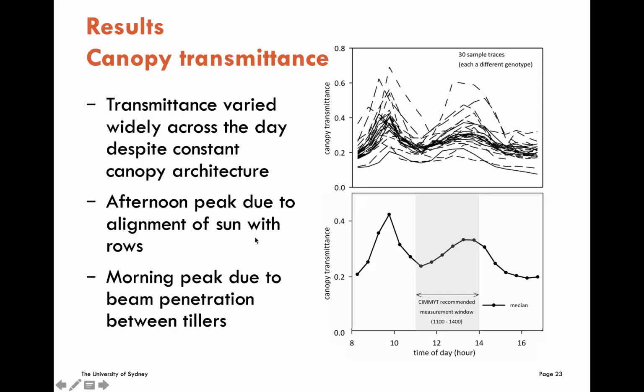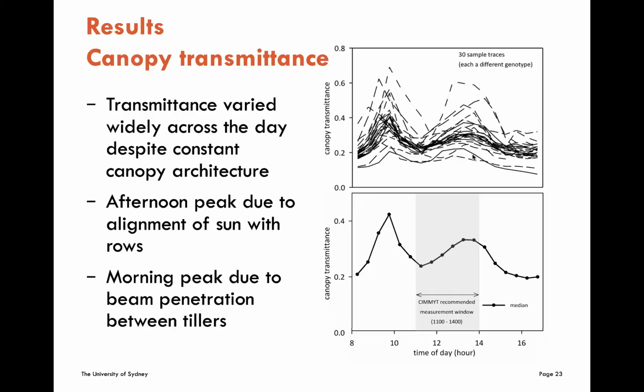And look, we suspect that afternoon peak is due to alignment of the sun with the rows. As I said, we're in a northwest to southeast direction there. And in Australia, the sun's in the north of the sky. I always have to remember to say that, because it's not something everyone thinks about when we show these results. So in the afternoon, you've got the sun aligning quite well with the row orientation, and so that's allowing light to transmit to the bottom of the canopy where we've got our ceptometer.